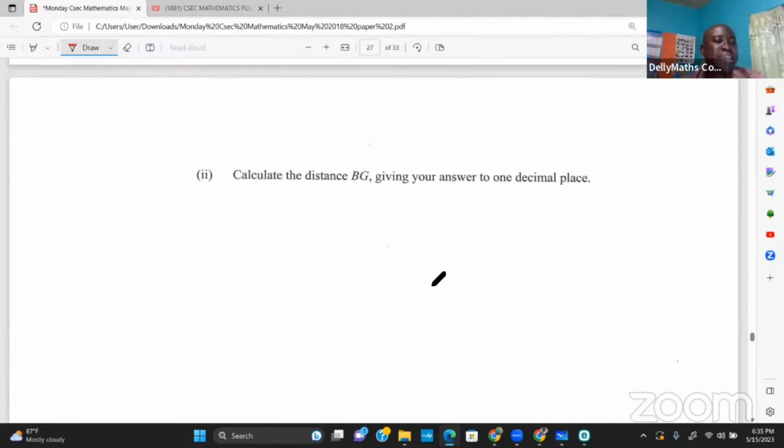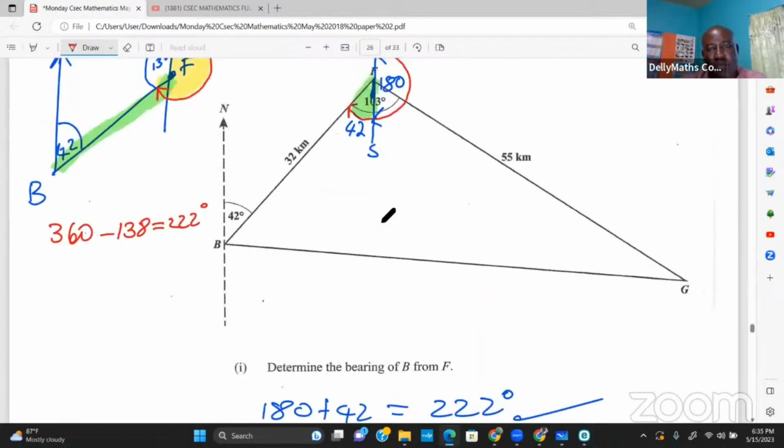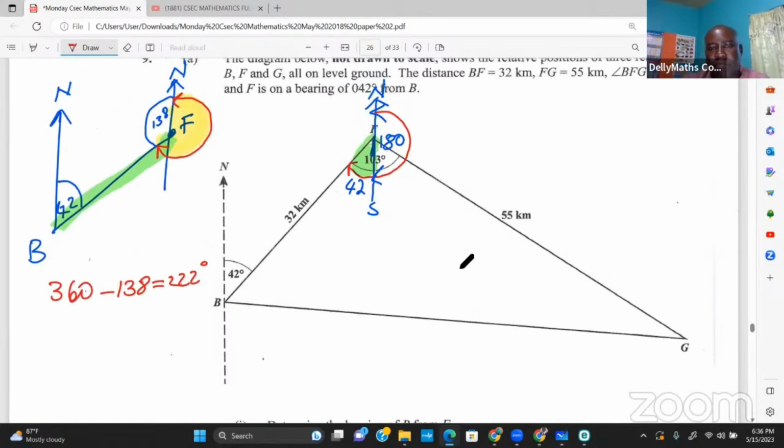The next question says, calculate the distance BG, giving your answer to 1 decimal place, right? So we want to take note of the 1 decimal place, but we're looking at BG. I'm going to clear the diagram up so that we can have a good visual. So now they want us to find BG. I'm going to highlight it in yellow.